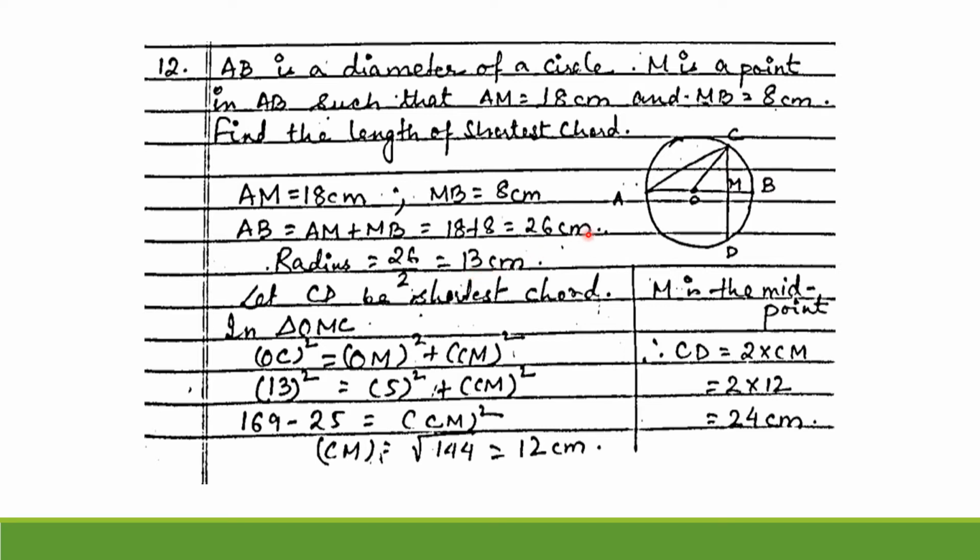Now in triangle OMC, or you can also use triangle OMD, any one according to your wish, but since it has been given to us in the diagram, we are using OMC here. So your hypotenuse square, that is your OC square, is equal to your OM square plus CM square, and solving this we get the length of CM, which is 12 centimeter. Since we know that M is bisecting CD, the length of CM will be equal to MD. Therefore, length of CD will be twice the length of CM, that is equal to 24 centimeter.